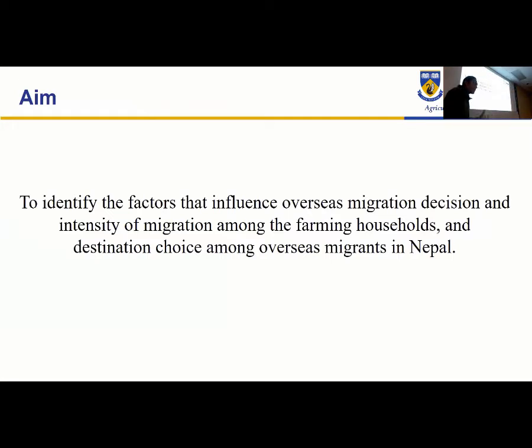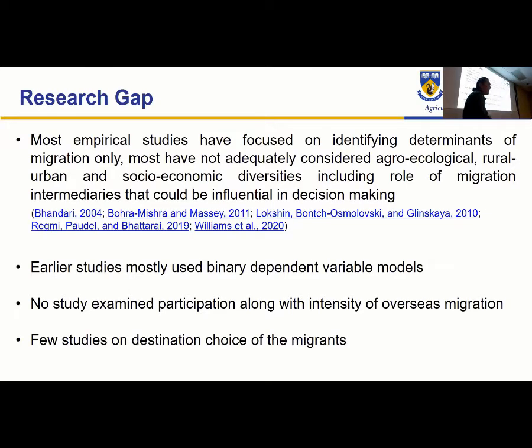So the aim of our study is to identify the factors that influence the overseas migration decision and intensity of migration among farming households, and destination choice among overseas migrants in Nepal. If we see the research gap, most empirical studies have focused on identifying determinants of migration only, and most have not adequately considered agroecological, rural, urban, and socioeconomic diversities, including the role of migration intermediaries and networks, which could be influential in migration decision making.